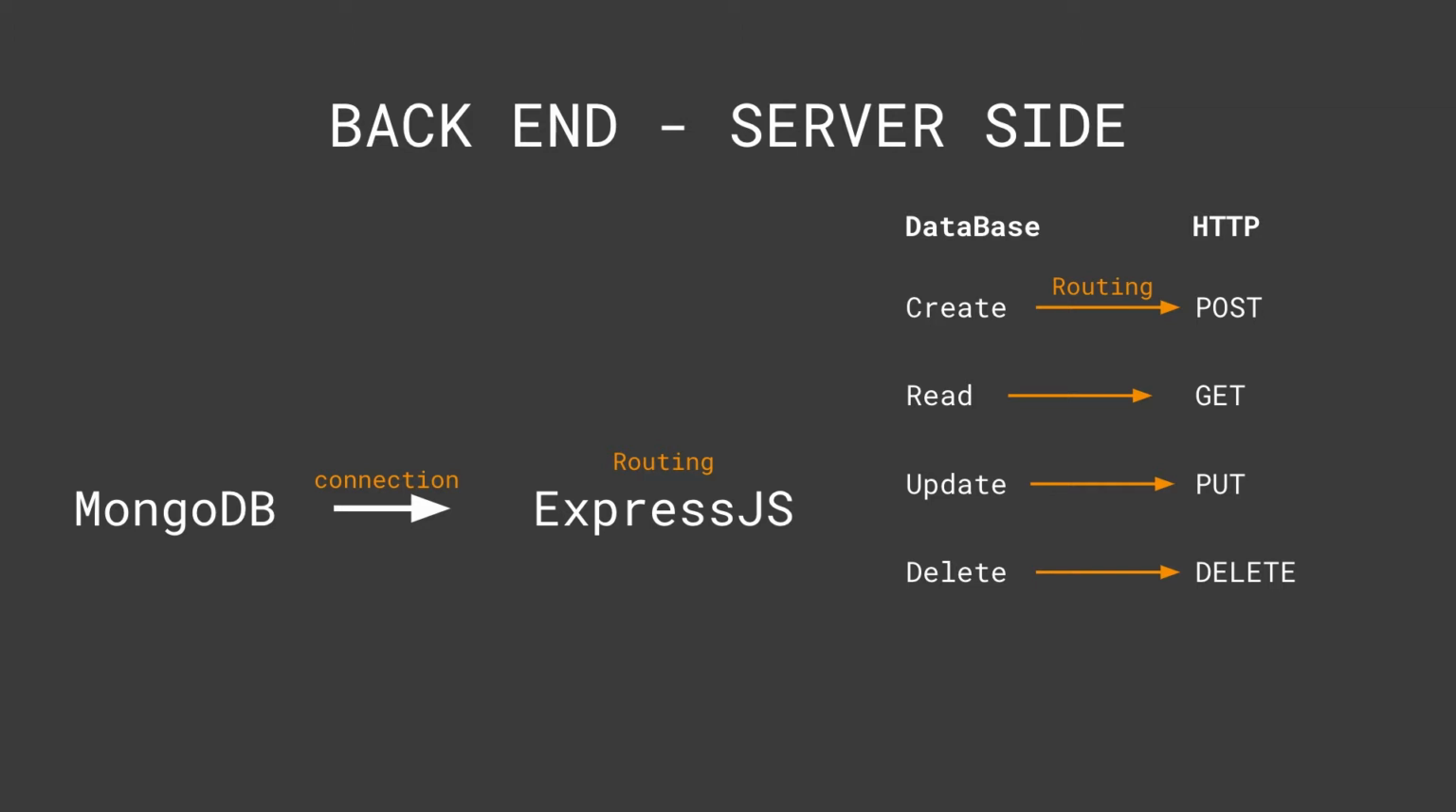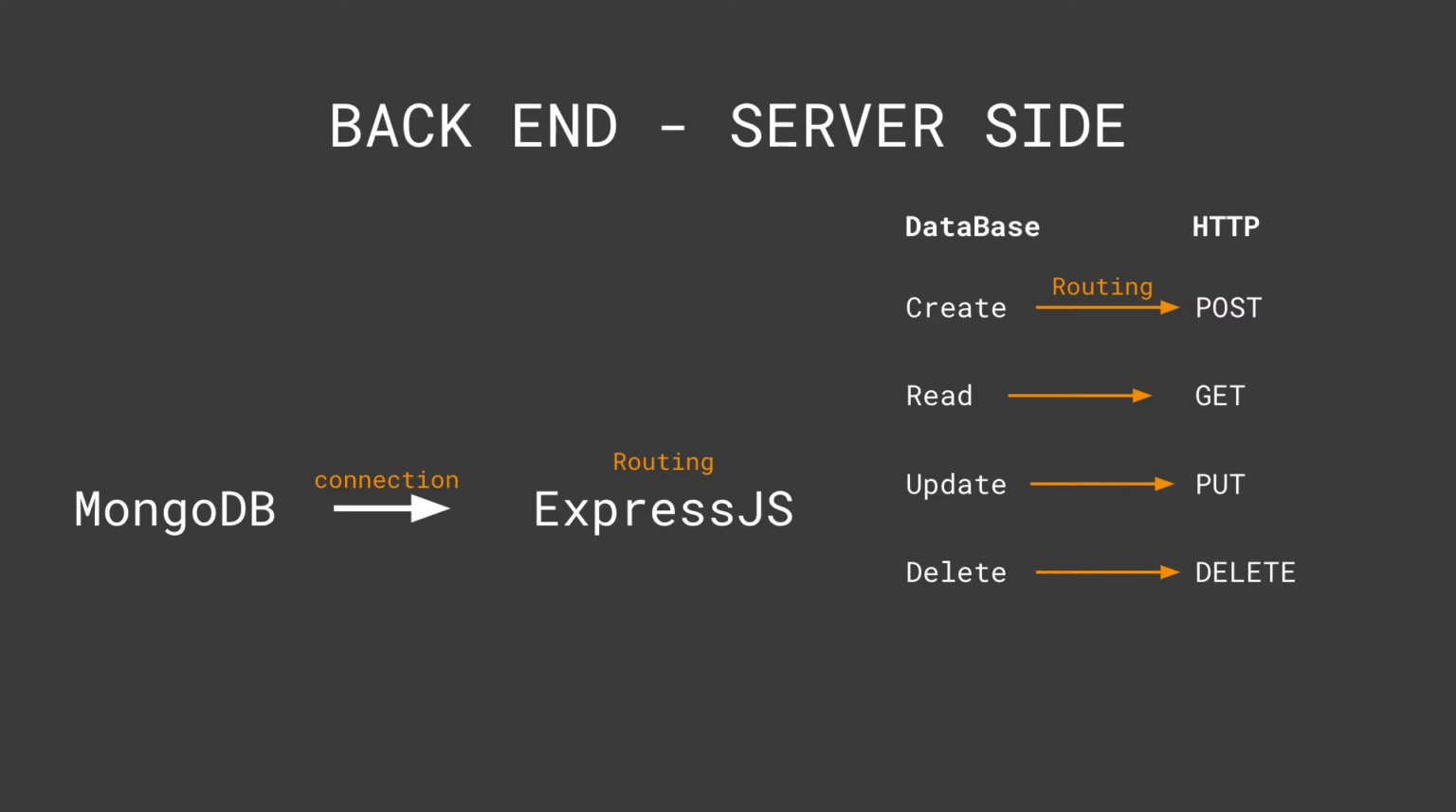Now, Express will provide the routing, as I said. When you're dealing with databases, the fundamental logic to interact with them is called the CRUD logic, which is an acronym and it stands for create, read, update and delete. Luckily for us, the HTTP protocol has similar methods and they can be associated. For example, the POST method can be associated with create, GET with read, PUT with update and DELETE with delete.